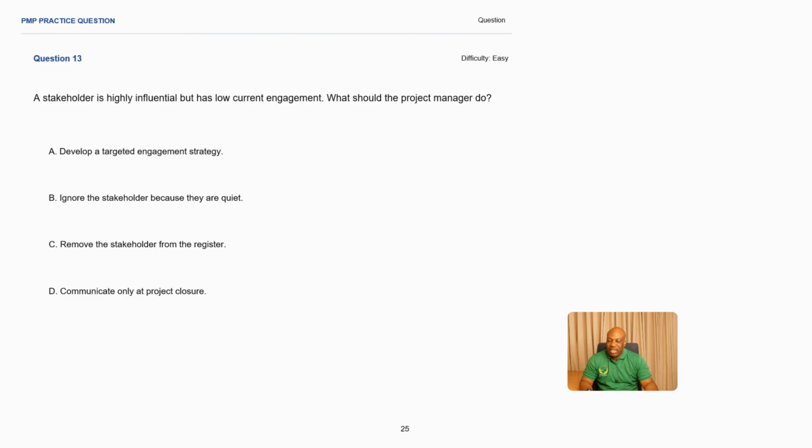Practice question number 13. A stakeholder is highly influential but has low current engagement. What should the project manager do?